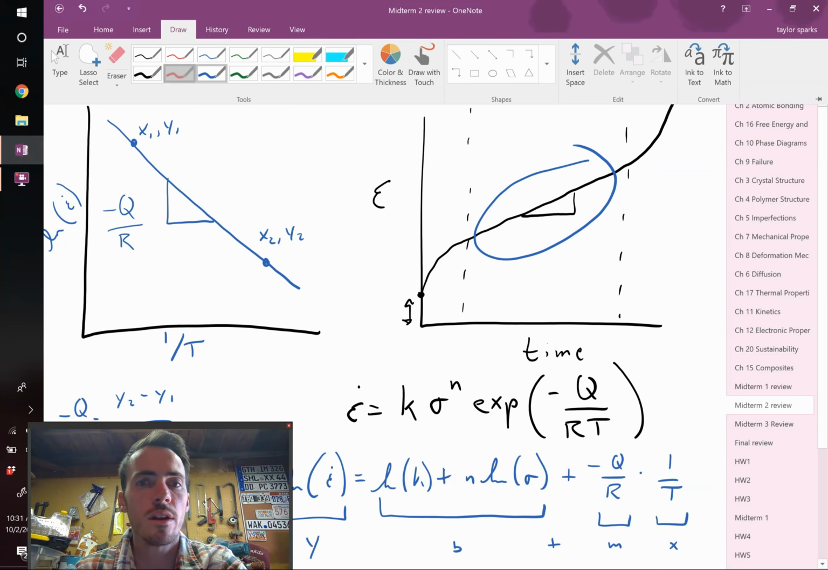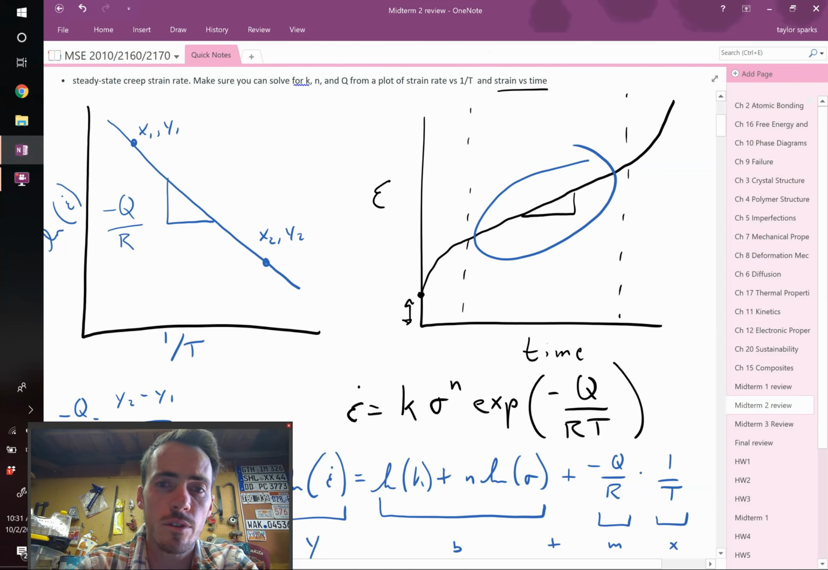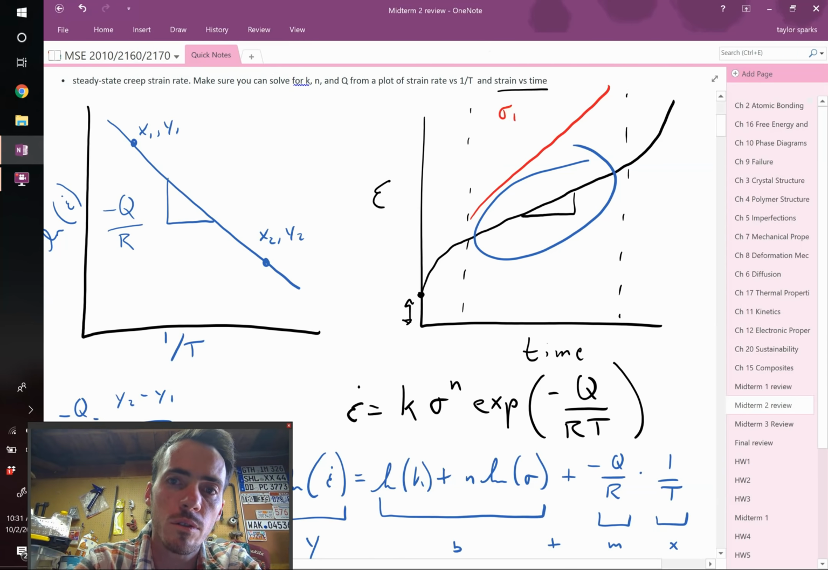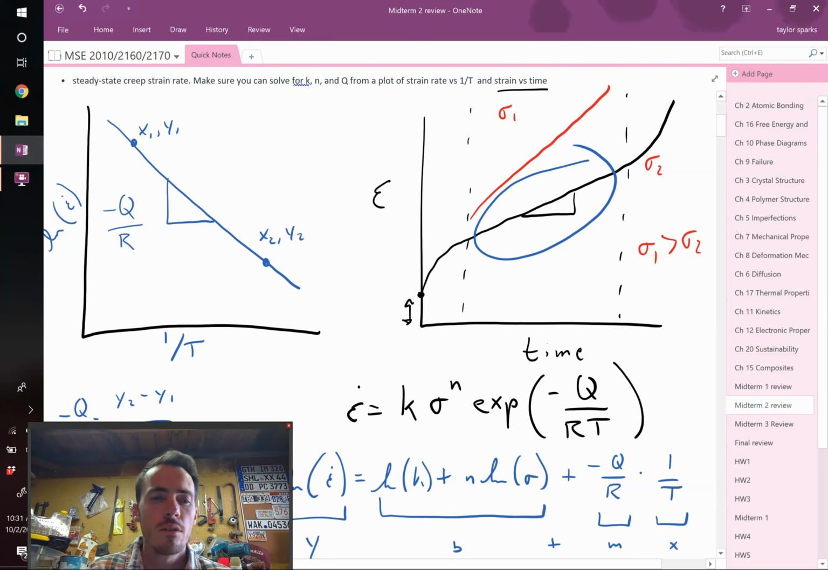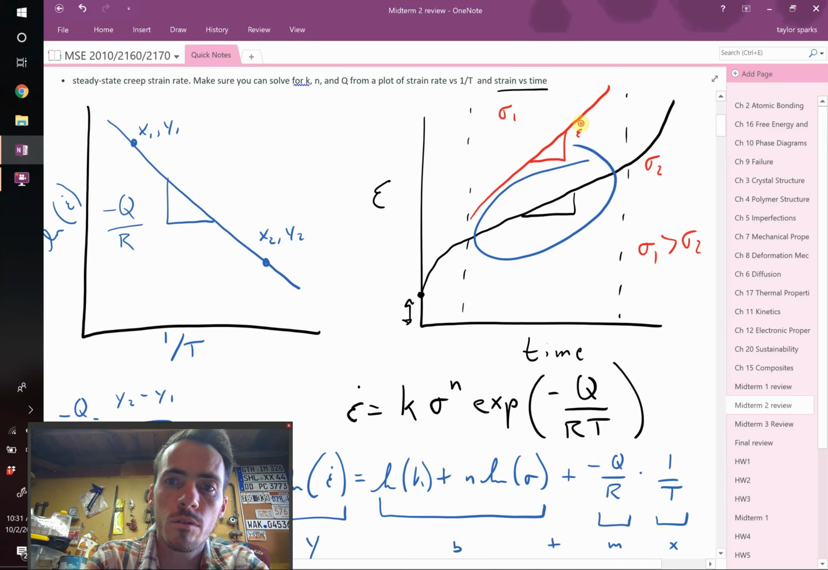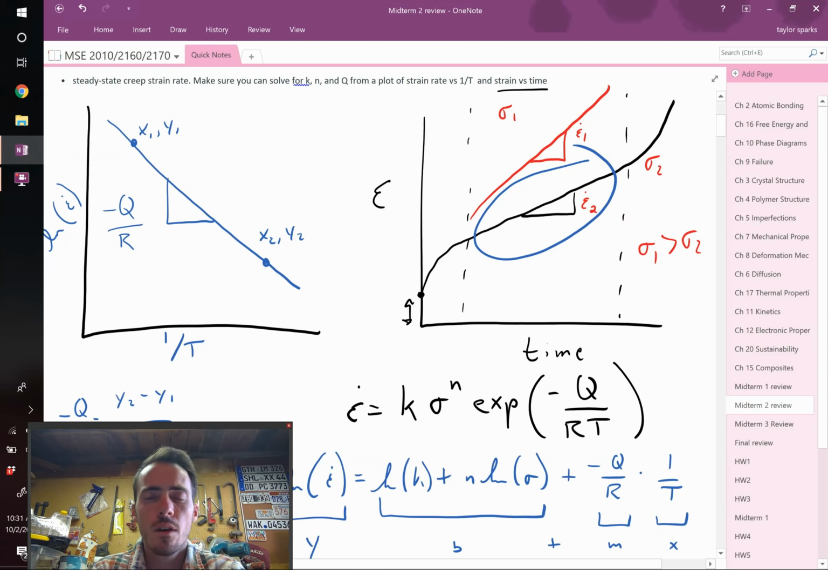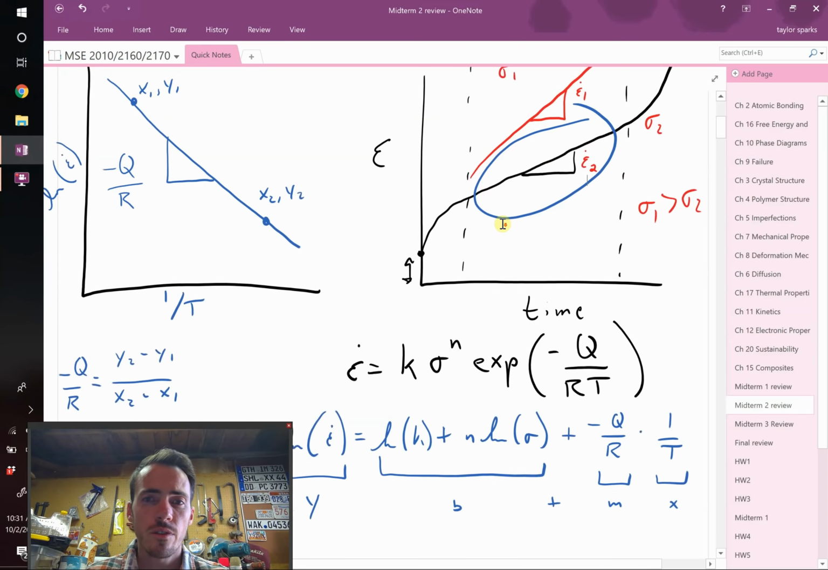If the second stress is larger than the first stress I've drawn here, it's going to have a higher slope, right? This might correspond to sigma 1. That's sigma 2. We would say that sigma 1 is greater than sigma 2. So how do you solve for K and N? Well, you can take the slope of these two expressions. So you've got strain rate 1, epsilon dot 1, and this would be epsilon dot 2, okay? So you know what the strain rate is for these different values.